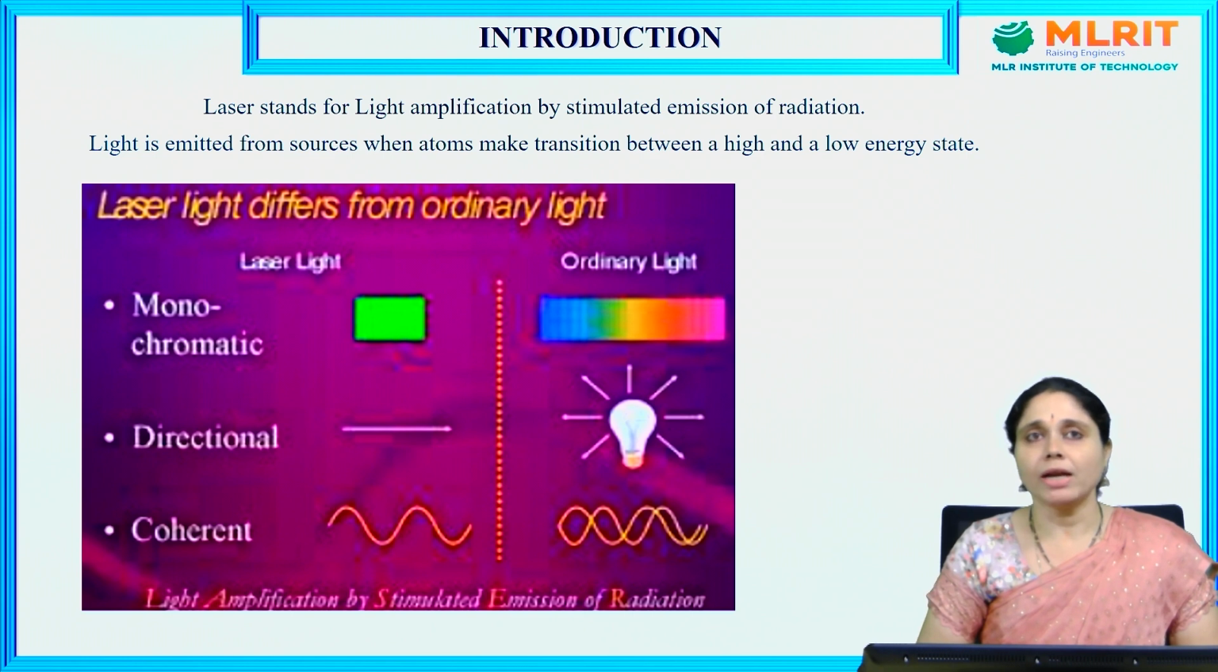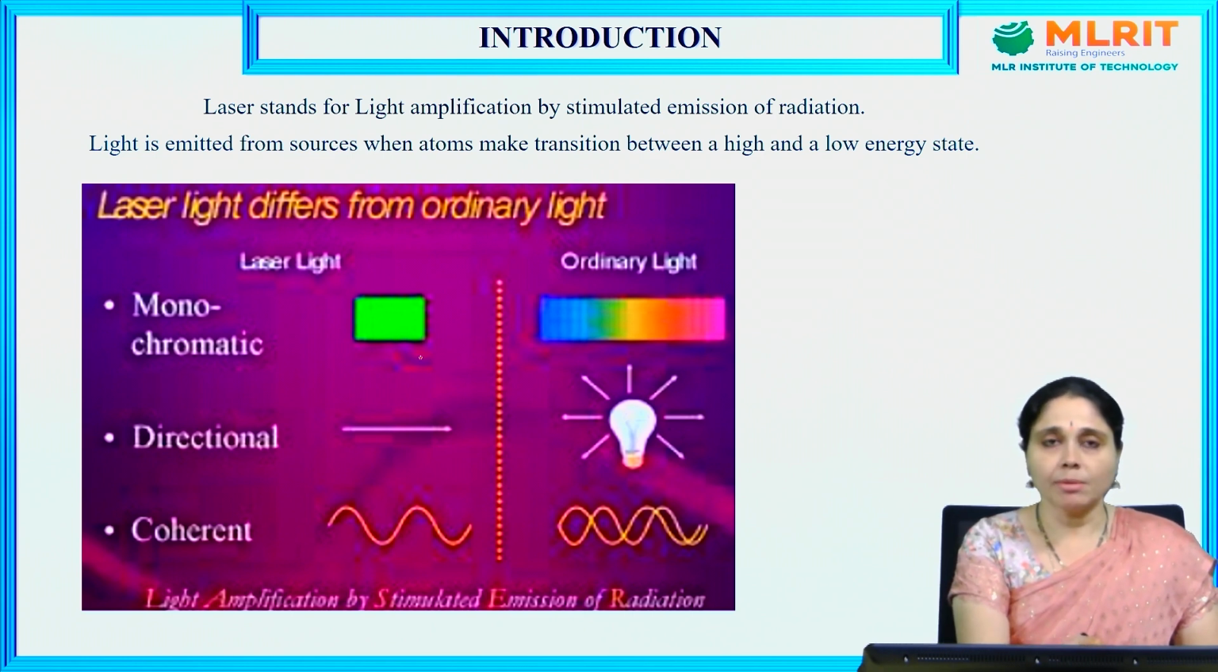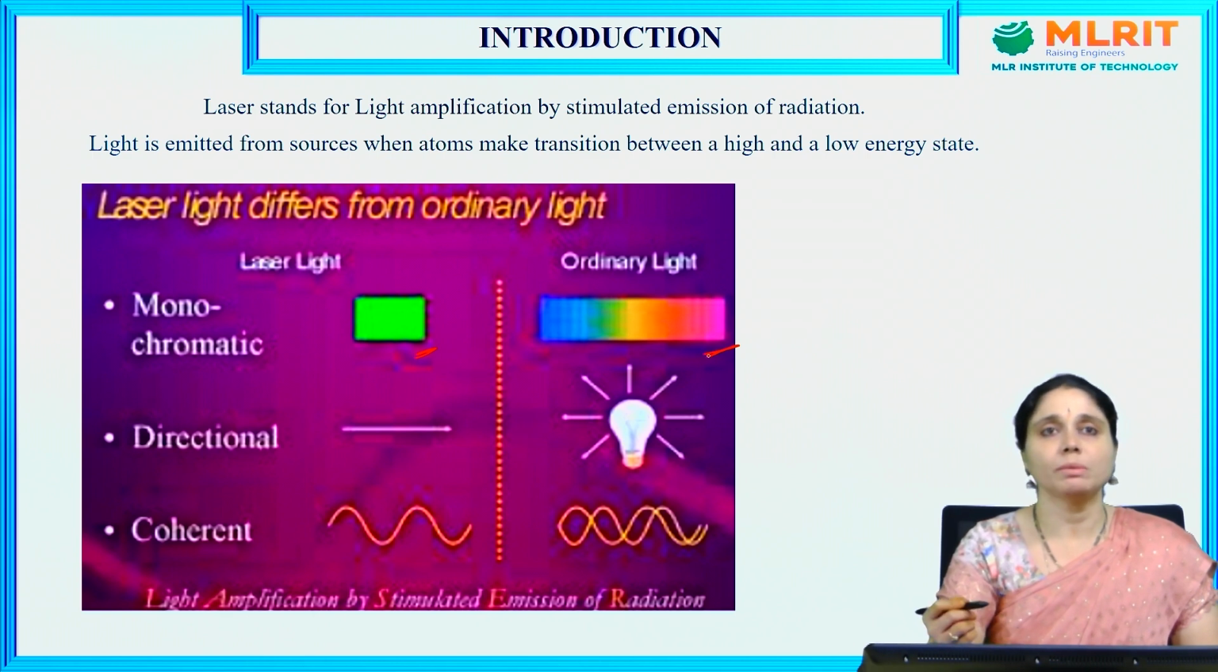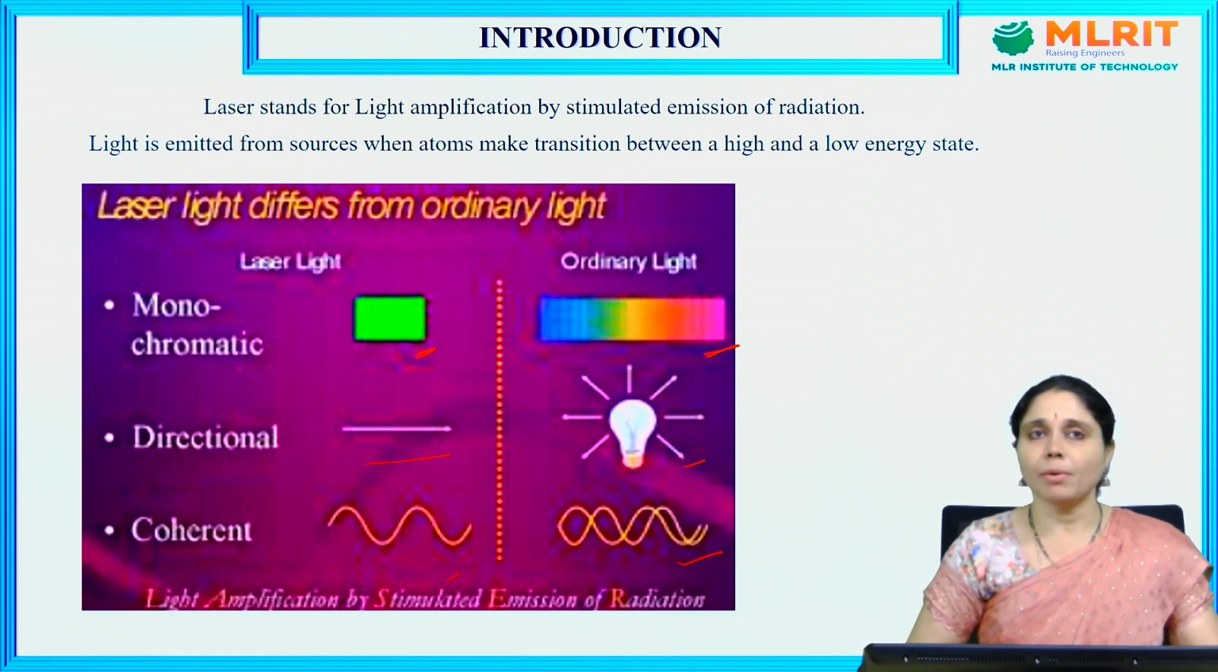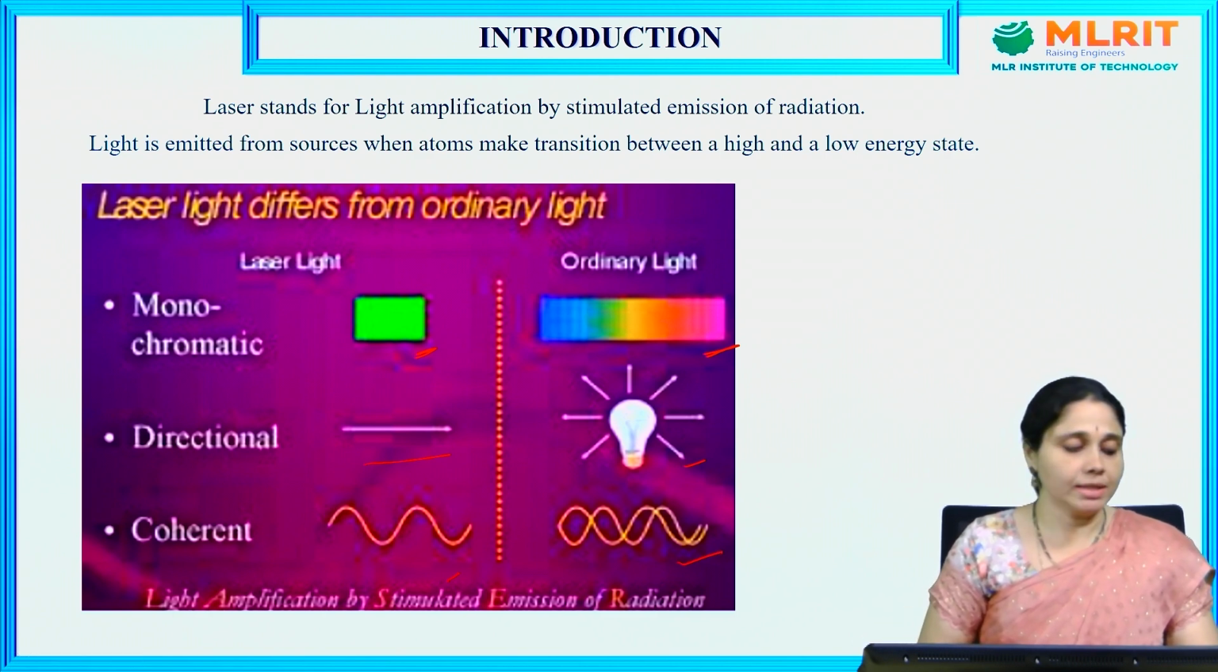The major difference that we can observe from this diagram is that laser light consists of a single color, and ordinary light consists of so many colors, as we can see, a mixture of colors. Laser light is a pointer light and ordinary light travels in all directions. Laser light is coherent and ordinary light travels with different forms of waves. This is the introduction of lasers.